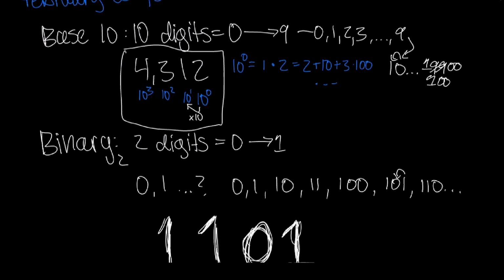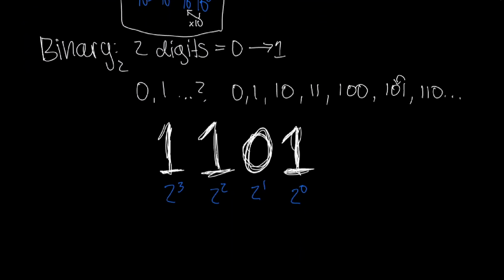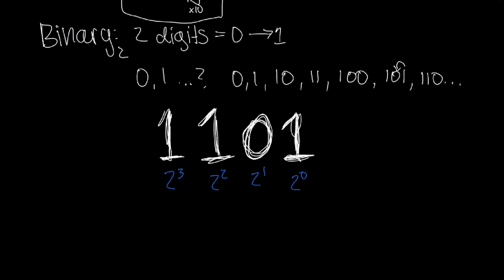So just like with base 10 up here, each column in binary represents 2 to the power of something. So instead of 10 to the power of something like it was, this is base 2. So the first column is 2 to the power of 0, then 2 to the power of 1, 2 to the power of 2, etc., etc. Or you can think about it like this column times 2 to get to the next one.